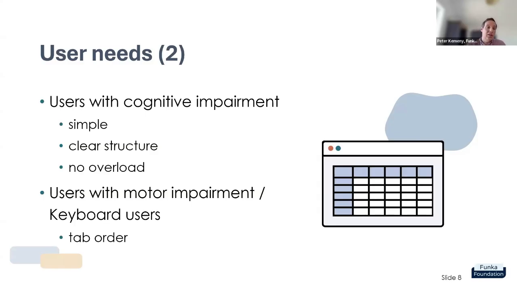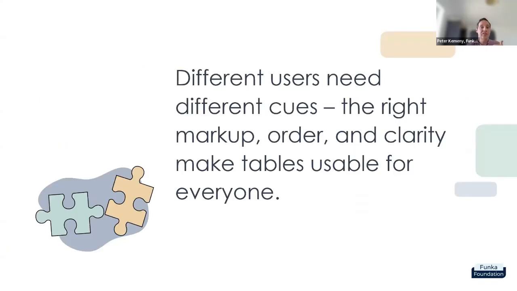It is important that when a table is navigated with the keyboard, so pressing the tab key, the focus follows a logical order. Usually it's a horizontal order, going left to right and row by row. It's not only users with motor impairment who use the keyboard to navigate the table. Another user group is, for example, blind people. So we can see that different users need different cues, and it's important to have the right markup, the right reading order, and simplicity and clarity to make tables usable for everyone.